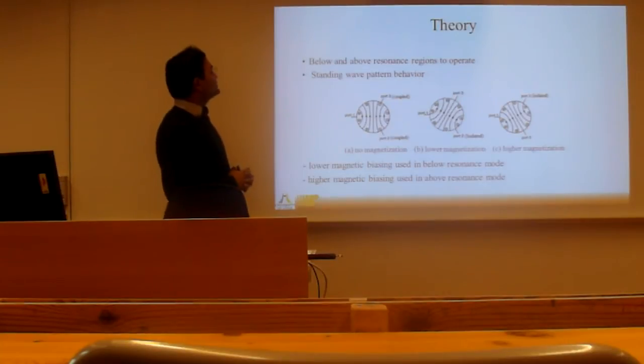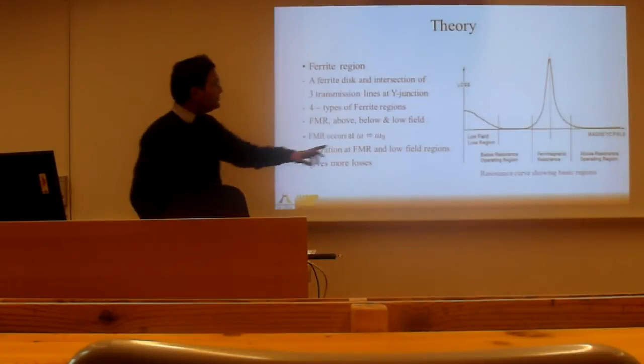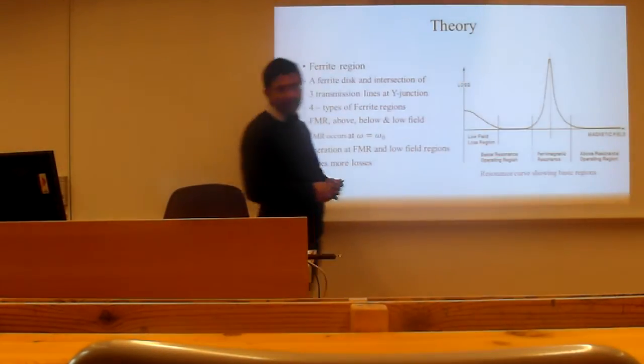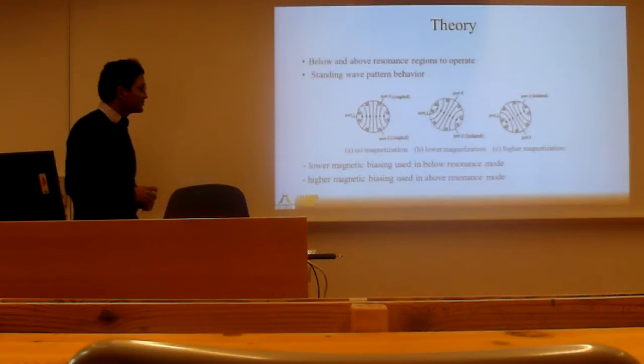So we operate below and above resonance regions. We have eliminated two regions, and we still have two more regions to operate the circulator. We have to choose one of those which is suitable at this operating frequency range.